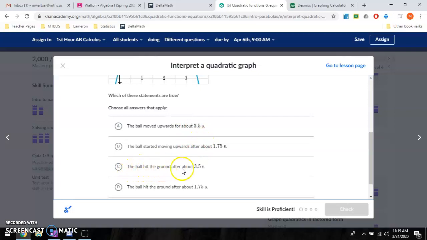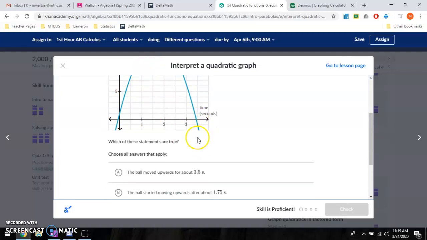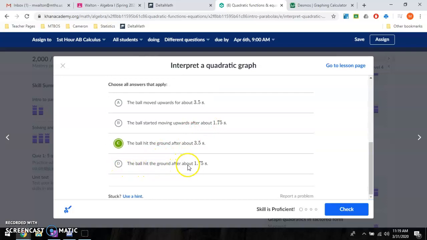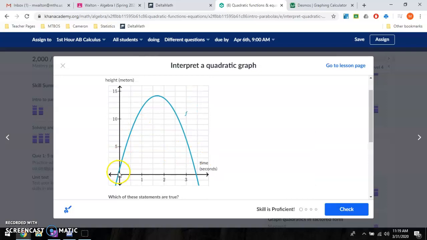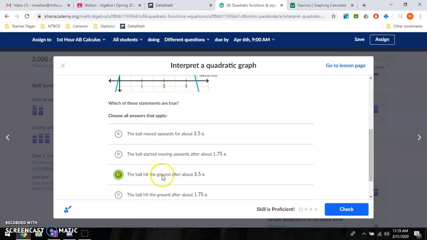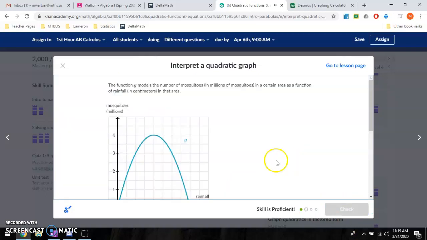C, the ball hit the ground after about 3.5 seconds. Well, hey, that seems about right. Went up, went down. That happened in about 3.5 seconds. Yes. And then finally, the ball hit the ground after 1.75 seconds. No. That is where it reached its maximum height. After 1.75 seconds, it's at its tallest point. It's not on the ground. So the only one of these that is true is this third one. Alright, I'm going to go ahead and do one more.